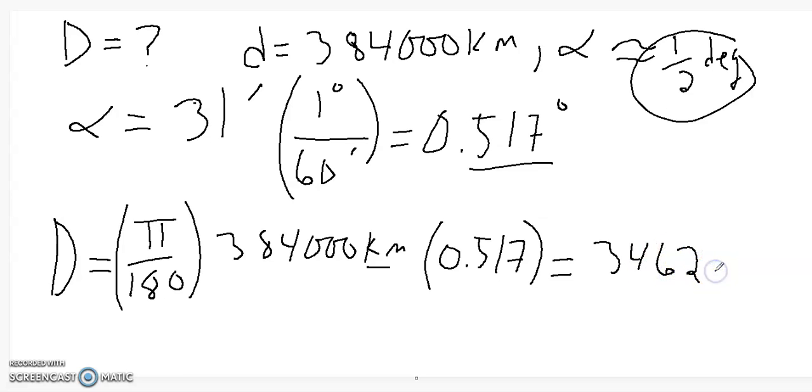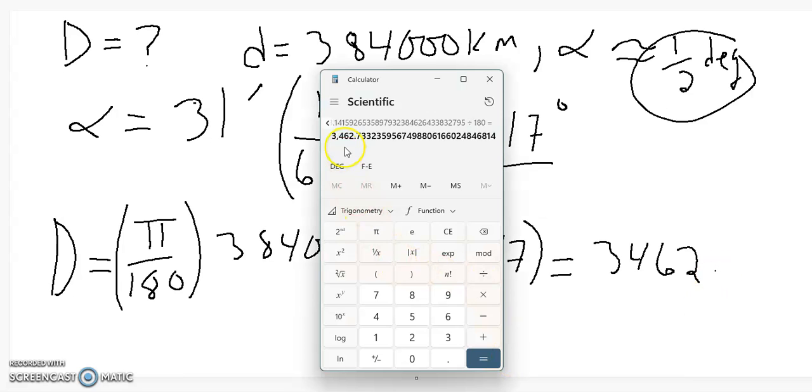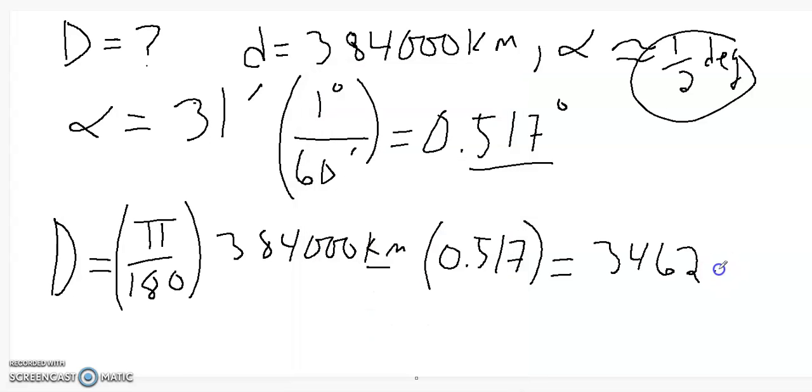3,462 point... I think it was 0.7. Hold on, let me look at it again, real quick. 0.7. Yeah, that's fine. We can round it to 1 place past the decimal. Remember, these problems always in Blackboard, it'll tell you how many, and of course this is in kilometers.